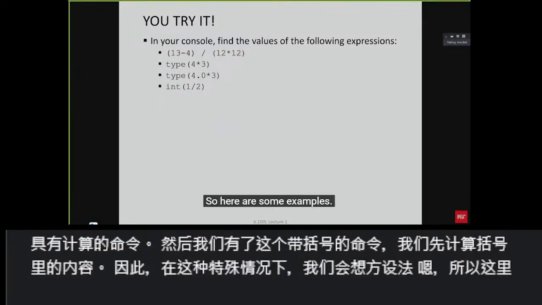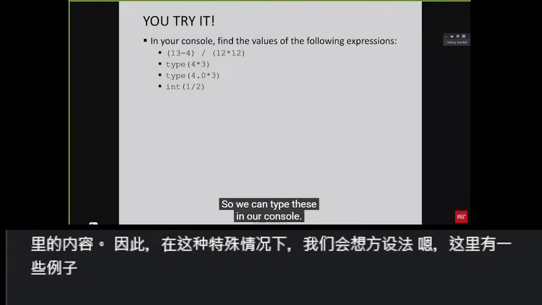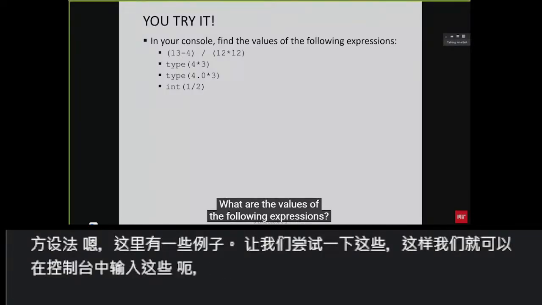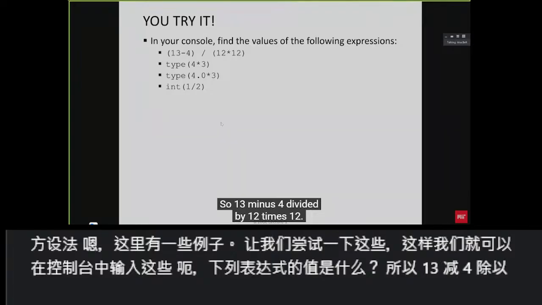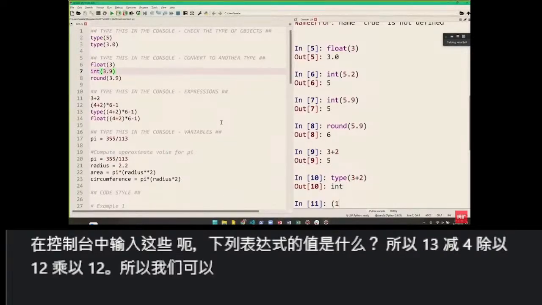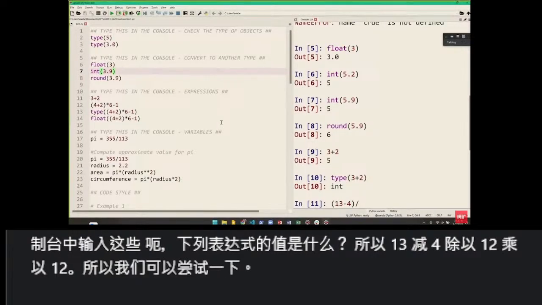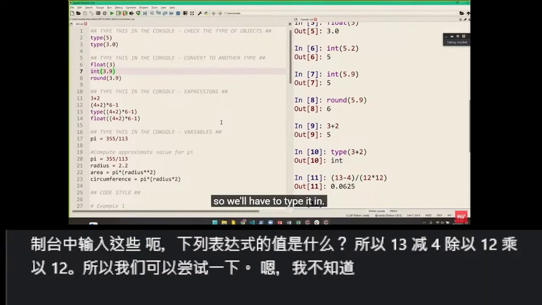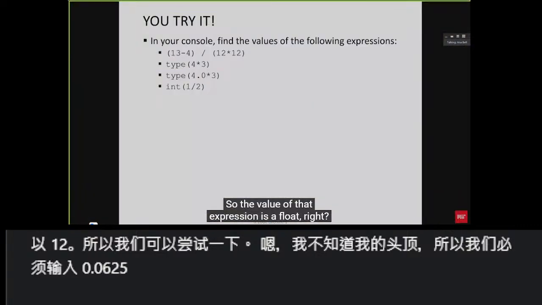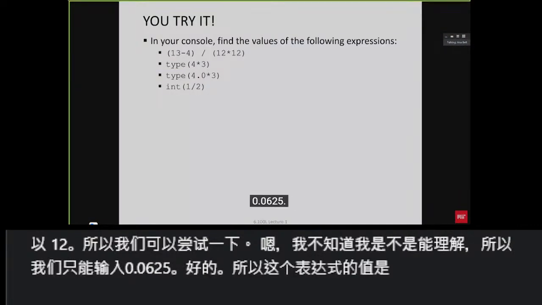So here's some examples. Let's have you try these. We can type these in our console. What are the values of the following expressions? So 13 minus 4 divided by 12 times 12. So we can try that. I don't know off the top of my head, so we'll have to type it in, 0.0625, okay? So the value of that expression is a float, 0.0625.